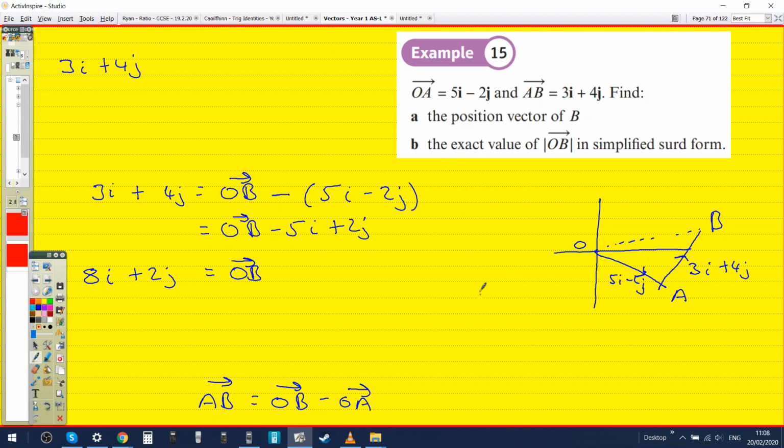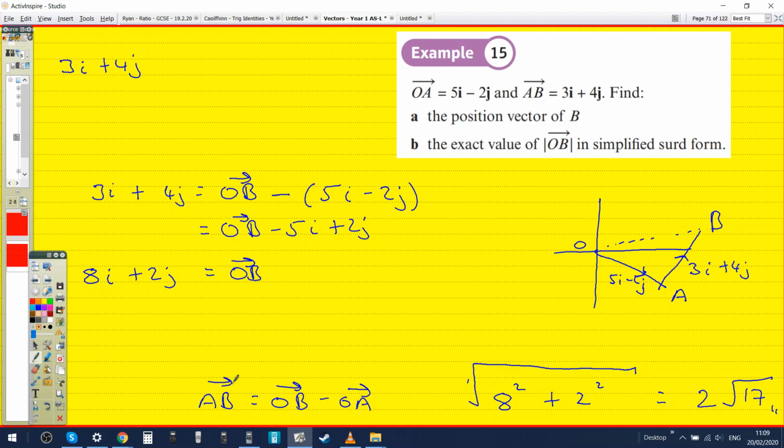How about part B? So will that just be the square root of 8 squared plus 2 squared? Yeah. And so that will be 2 root 17. 2 root 17, is it? Yeah. Okay, great.